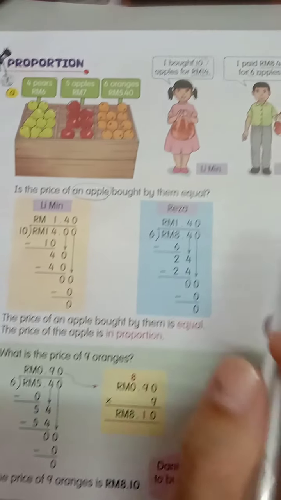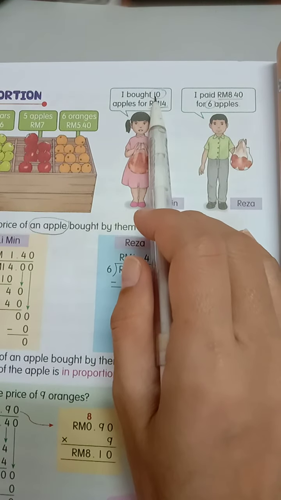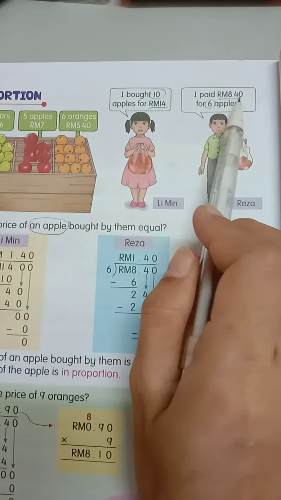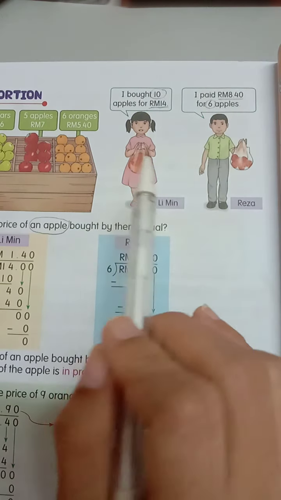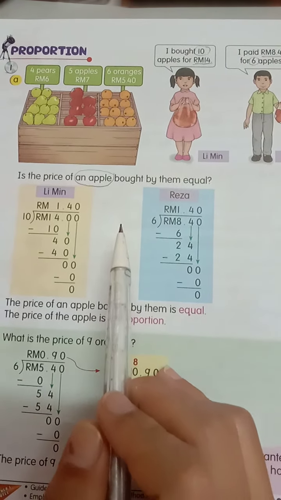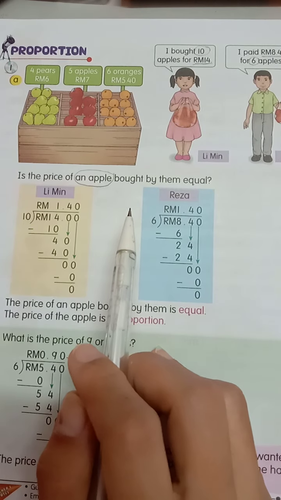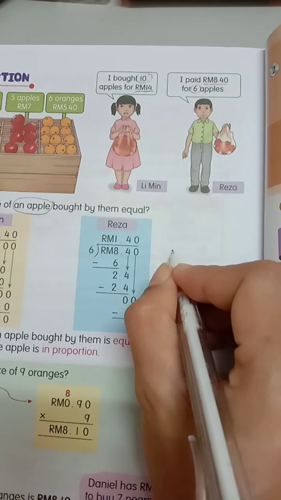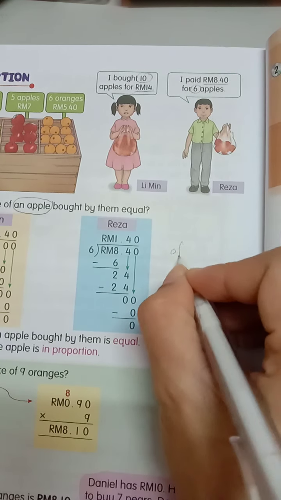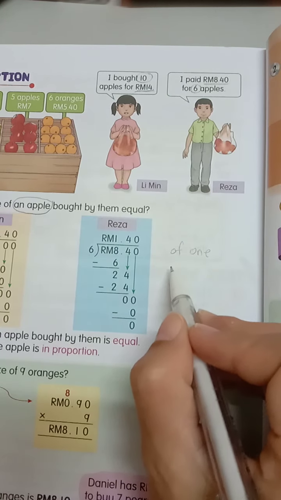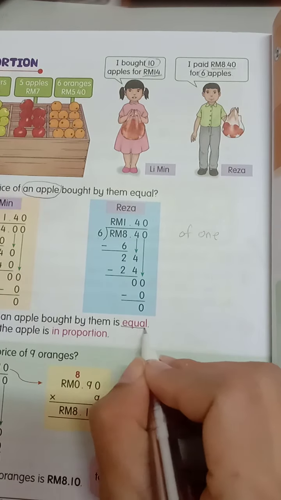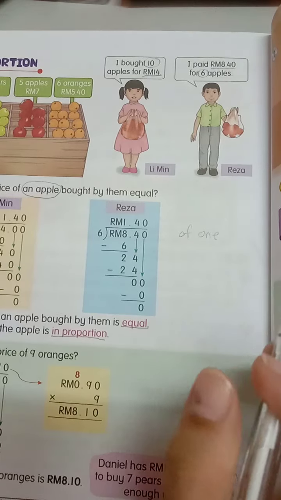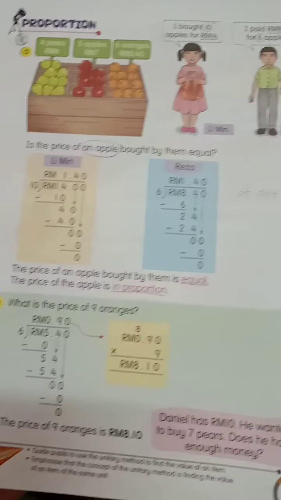So it means even though they bought different quantity of apples at different price, but when we calculate the price of one, okay, so remember, when we calculate the price of one, if it is equal, we say it is in proportion. Okay, so let's go to question B.